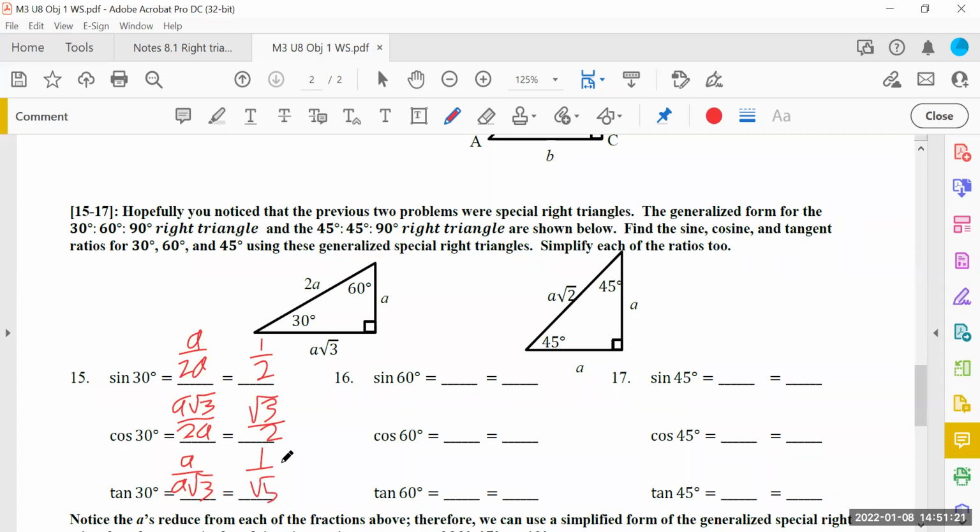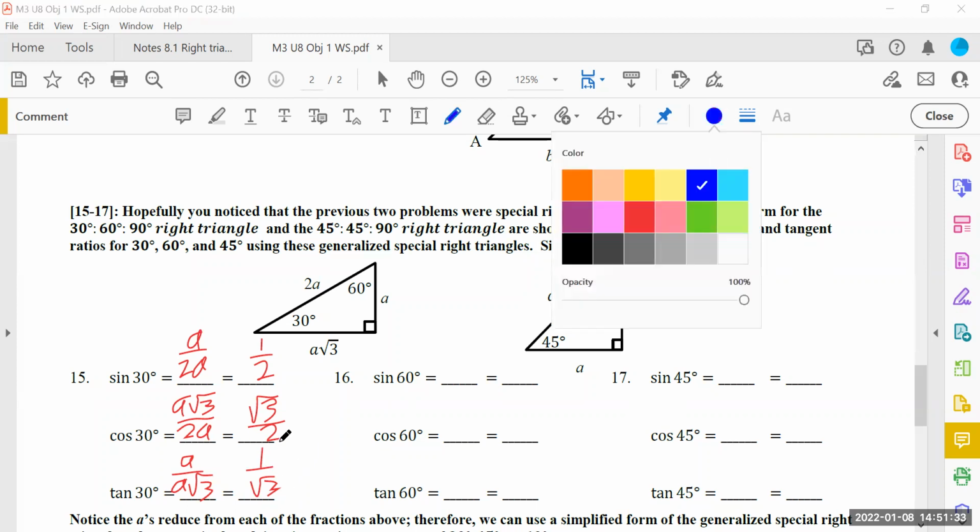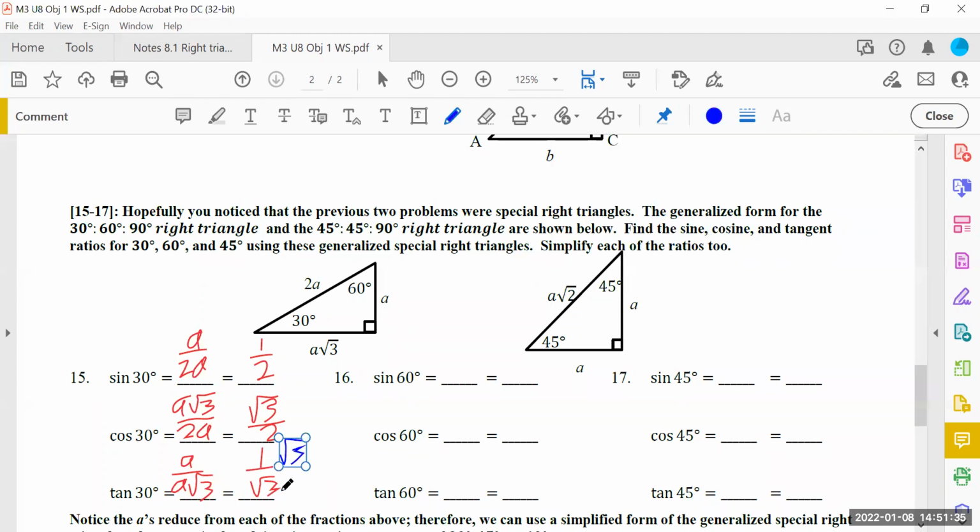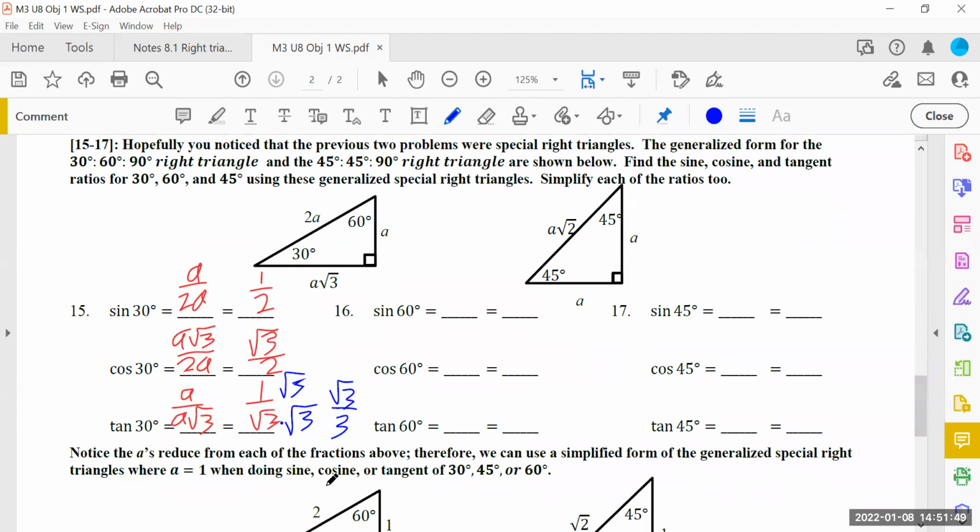But that should ring a little alarm for you guys. Think back to section 6. We cannot have a square root in the denominator. So I need to rationalize this. Multiply top and bottom by the square root of 3, just like we did in unit 6, so that I end up with root 3 over 3. You should be able then to do 16 and 17 for those using these two triangles that they've already given you.